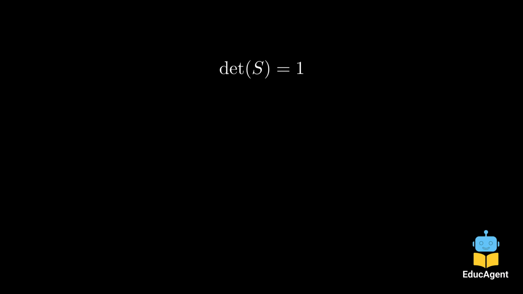Because S is lower triangular with ones on the diagonal, its determinant is the product of the diagonal entries, which is 1. A non-zero determinant means S is invertible, so there is a pivot in every column and the columns are independent.